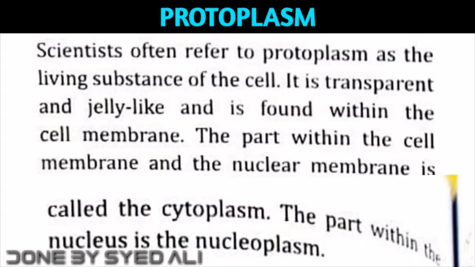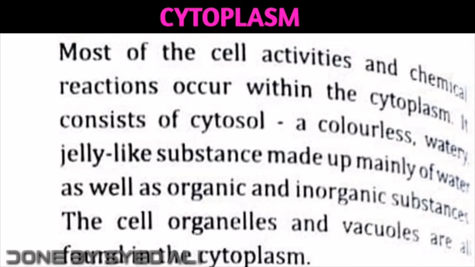Next, protoplasm. Scientists often refer to protoplasm as the living substance of the cell. It is transparent and jelly-like and is found within the cell membrane. The part within the cell membrane and the nuclear membrane is called the cytoplasm. The part within the nucleus is the nucleoplasm.